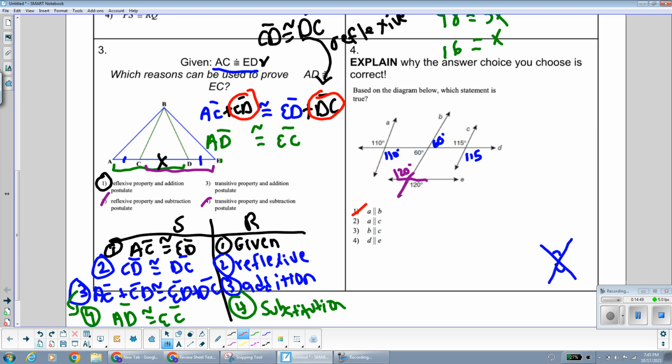Okay. B parallel to C. Let's check that one out. And once again, I already have same side interior angles without filling anything extra in, inside the lines on the same side of the transversal. So let me add 115 plus 60 on my calculator, and that's 175. That's not supplementary. 180 would be supplementary.